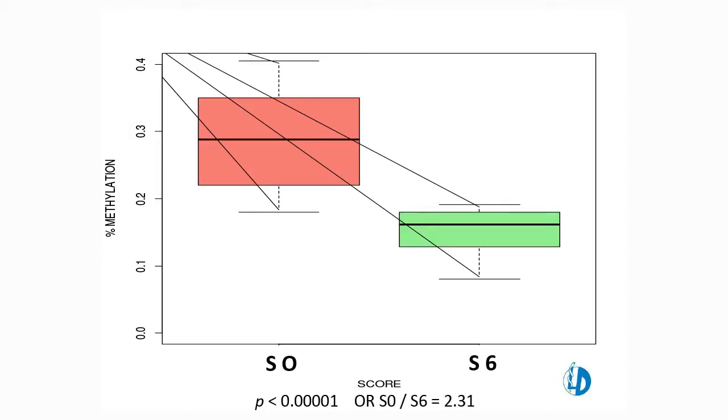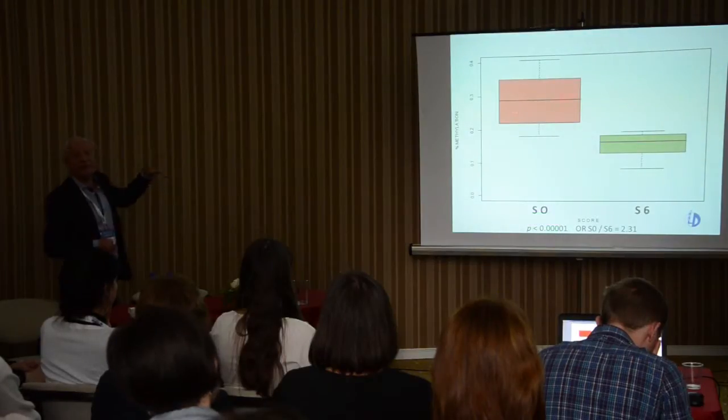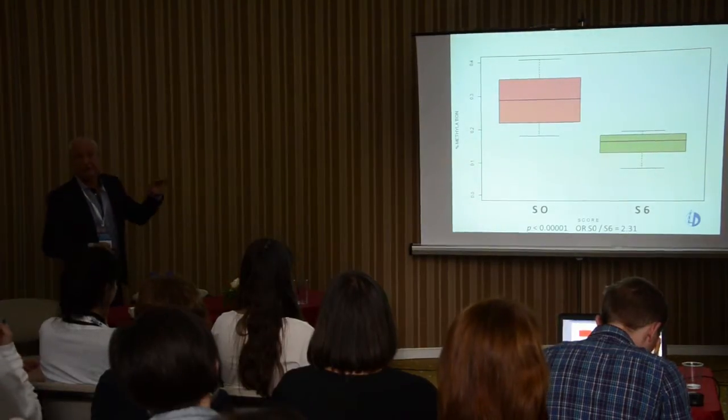It means that the distribution on the score 0 is higher. The ratio is very important within the hypermethylated sperm. And this is very low, and it's closer to the normal morphology. This is the last result.